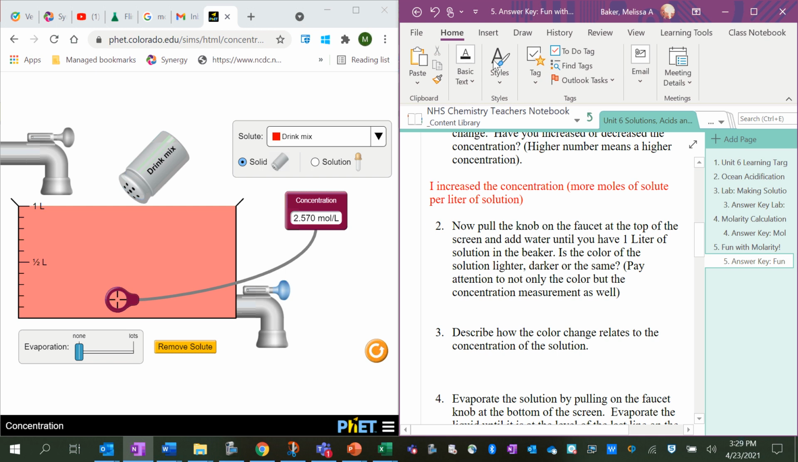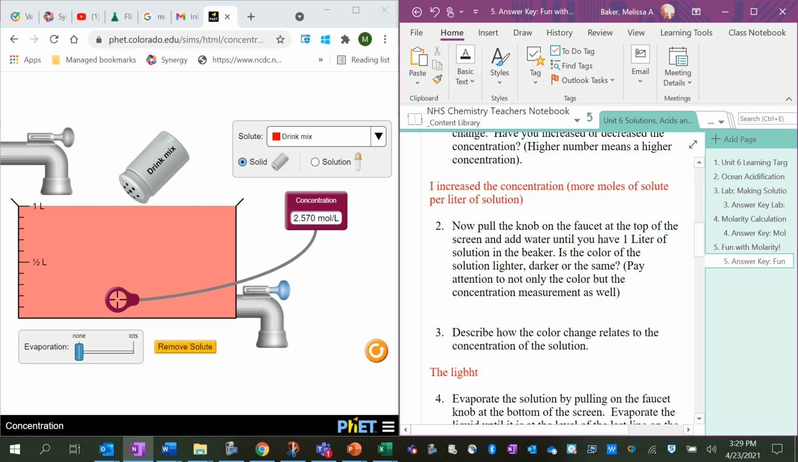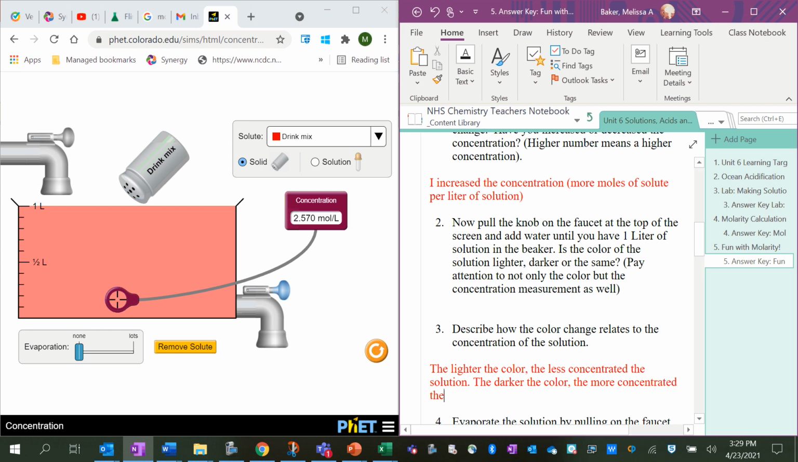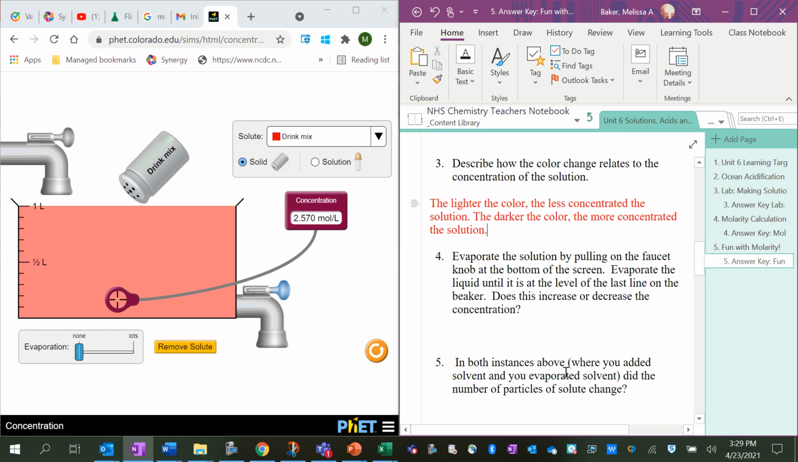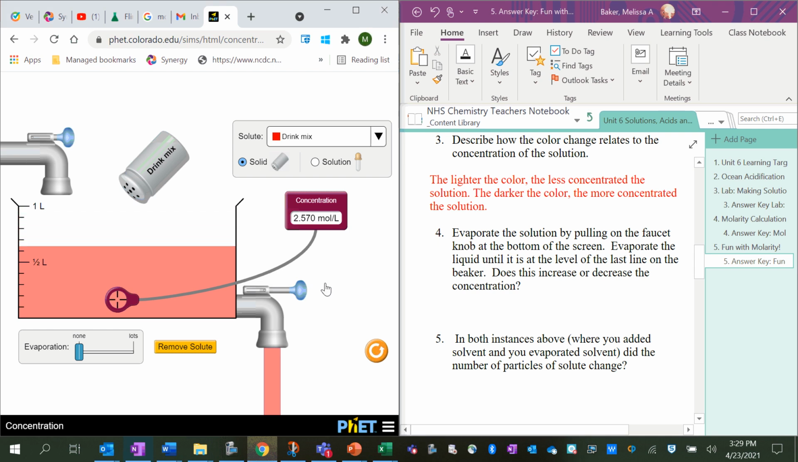Describe how the color change relates to the concentration. So the lighter the color, the less concentrated the solution, and vice versa. So the darker the color, the more concentrated the solution. Evaporate the solution by pulling the faucet knob at the bottom of the screen. Evaporate the liquid until it's at the level of the last line on the beaker.